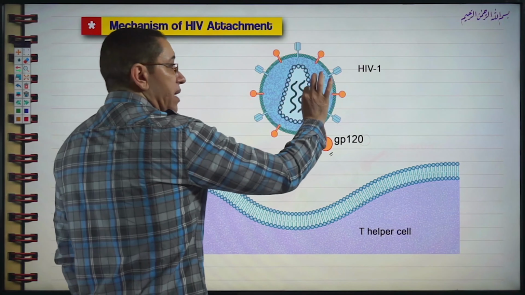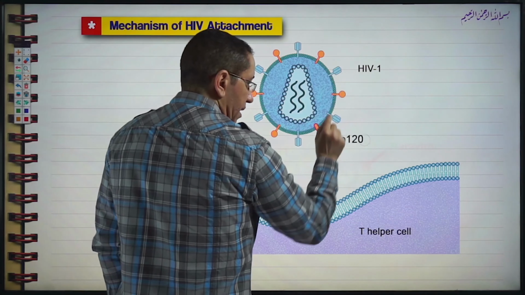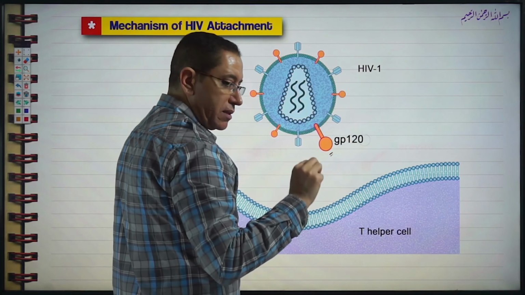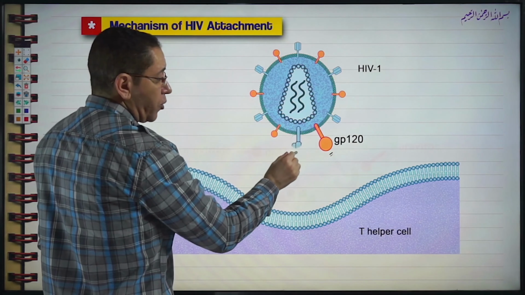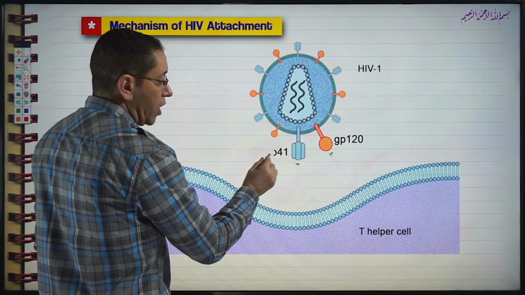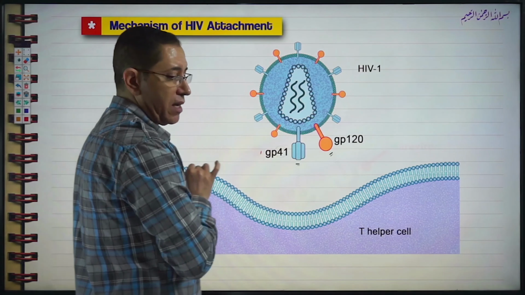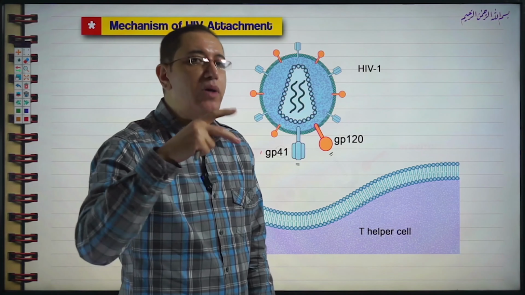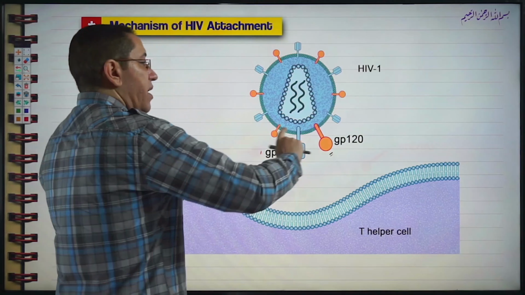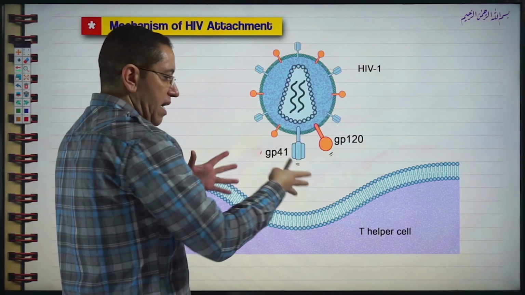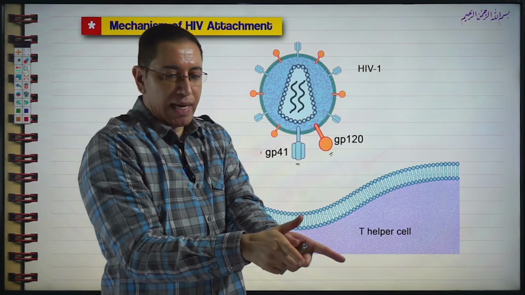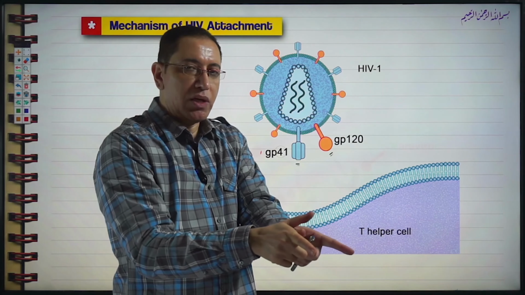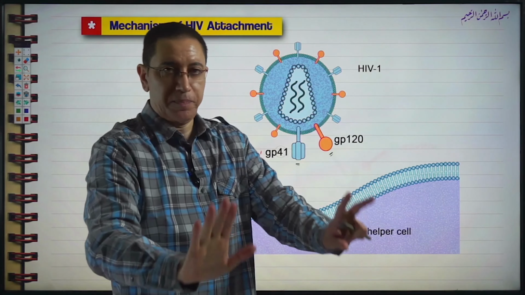So the first type of spikes is the glycoprotein called glycoprotein number 120. This one in blue color is a glycoprotein of another type, which scientists call glycoprotein number 41. The number corresponds to its molecular weight. Thus the HIV virus attaches to the T helper cell by these two types of spikes. It aims at the T helper cell by its glycoprotein 120 and glycoprotein 41.